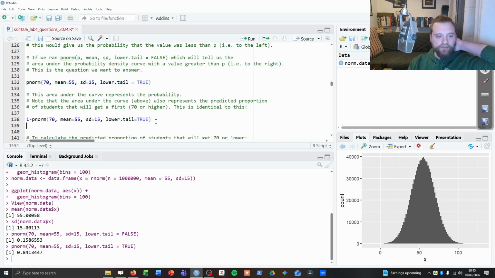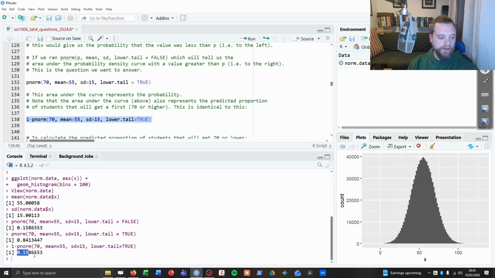Now, of course, we could do this the other way. So we could have lower tail true here. And this time we're going to calculate this and subtract it from 1. And of course, this gives us the inverse. So lower tail false, 15.8, 16%. Lower tail true, subtracted from 1 is also the same thing. So that area under the curve sums to 1. So we just need to calculate one part of it and subtract it from the other. Or we change whether we set lower tail true or false.